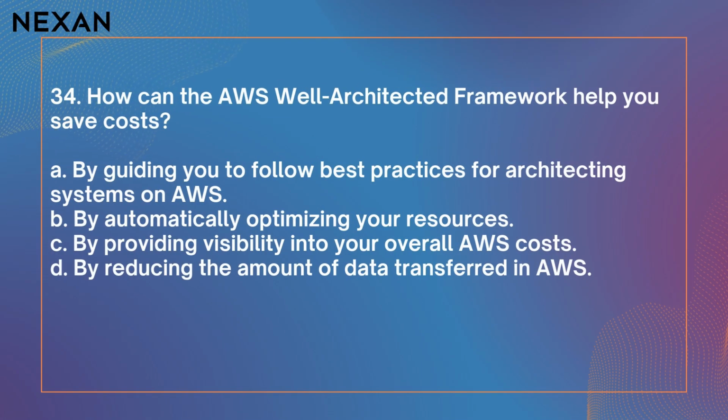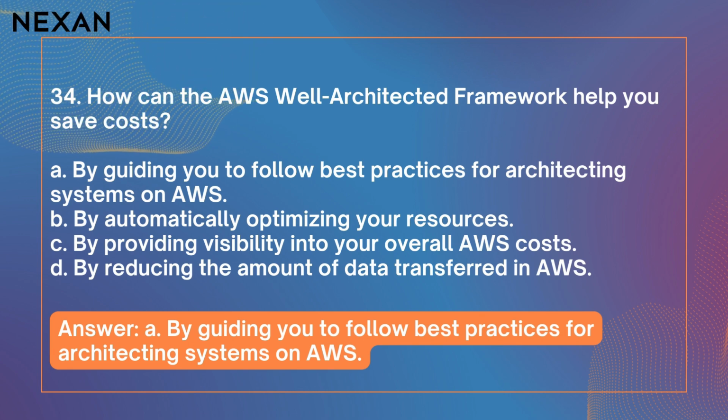34. How can the AWS Well-Architected Framework help you save costs? A. By guiding you to follow the best practices for architecting systems on AWS. B. By automatically optimizing your resources. C. By providing visibility into your overall AWS costs. D. By reducing the amount of data transferred in AWS. Answer: A. By guiding you to follow the best practices for architecting systems on AWS.